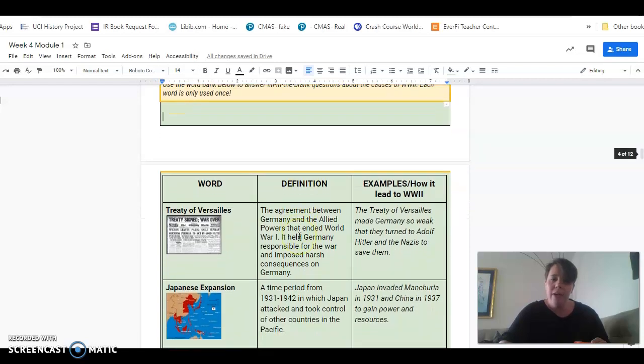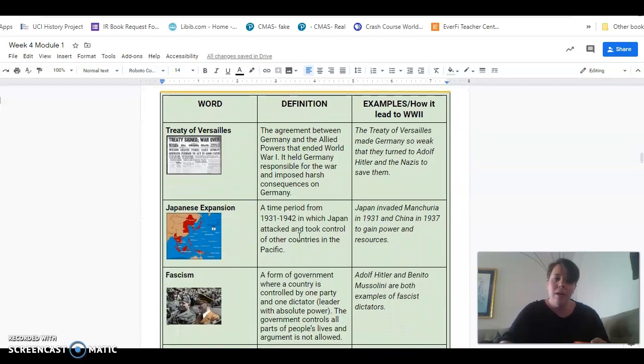So the first word we have here is the Treaty of Versailles. This should not be surprising to you. The definition of it is the agreement between Germany and the Allied powers. Those were the big three or the big four, depending on how you want to think about them, that ended World War I. It held Germany responsible for the war and imposed harsh consequences on Germany, like reparations, like reducing the size of their armies. We wrote an entire DBQ on it, so you should remember it.